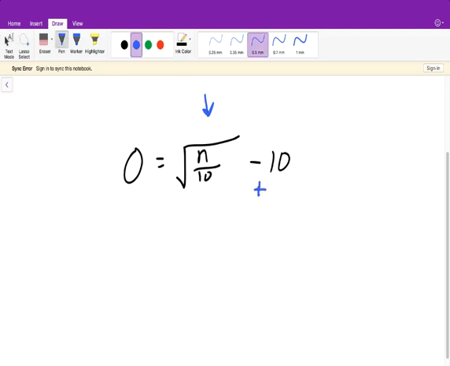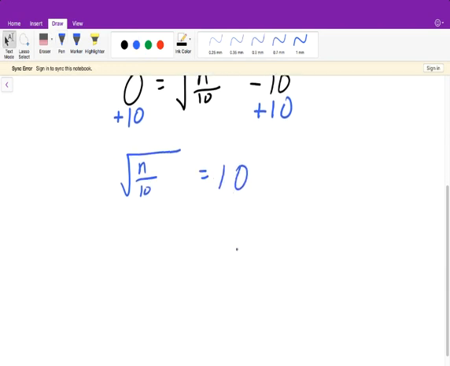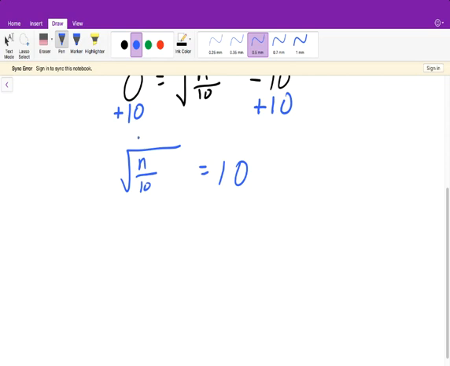So that means we need to get rid of this minus 10. We need to move it to the other side so we isolate our radical. So that will then give me the square root of n over 10 is equal to 10. And now we have completely isolated this radical. There's nothing else that's being done to it. This division's inside of the radical, so that's different than isolating it.